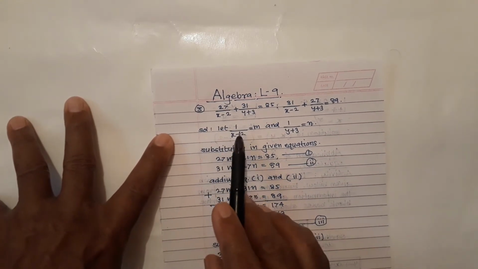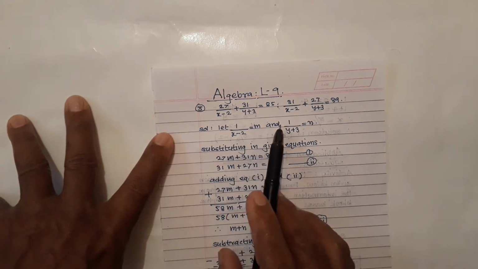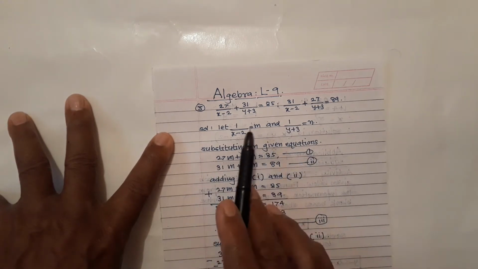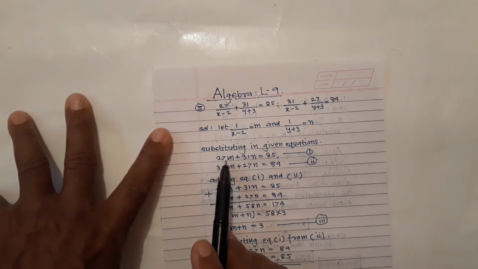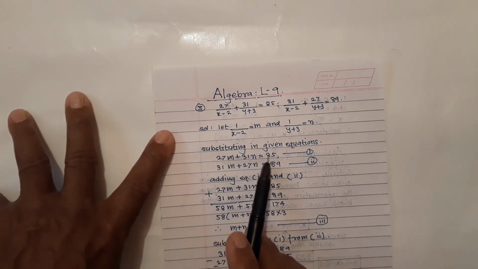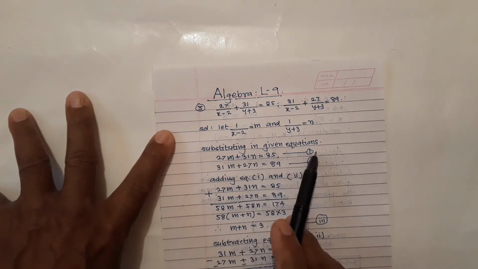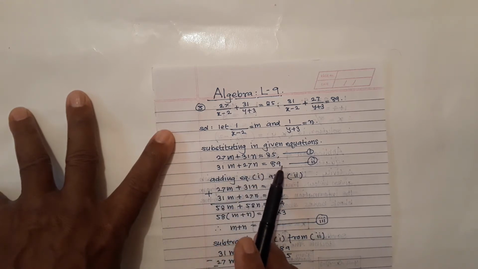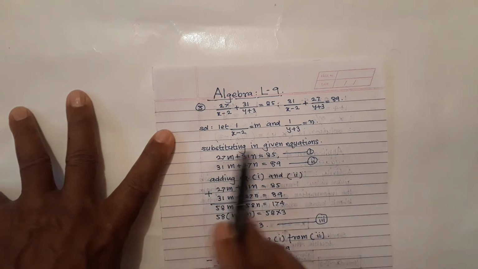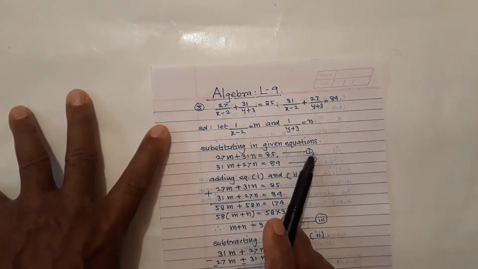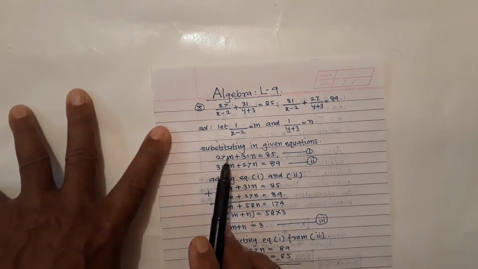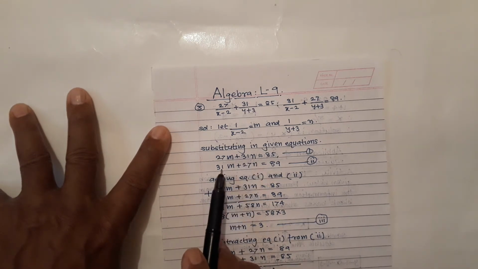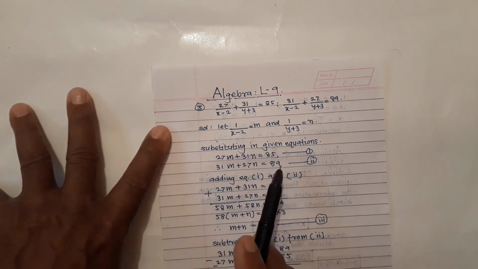Solution: let 1 upon x minus 2 be equal to m and 1 upon y plus 3 be equal to n. Substituting in the given equations, the equations become 27m plus 31n is equal to 85, equation number 1, and 31m plus 27n is equal to 89, equation number 2. Observe these equations and decide what method to use. Here the coefficient of m and the coefficient of n are swapped, so I use this method.